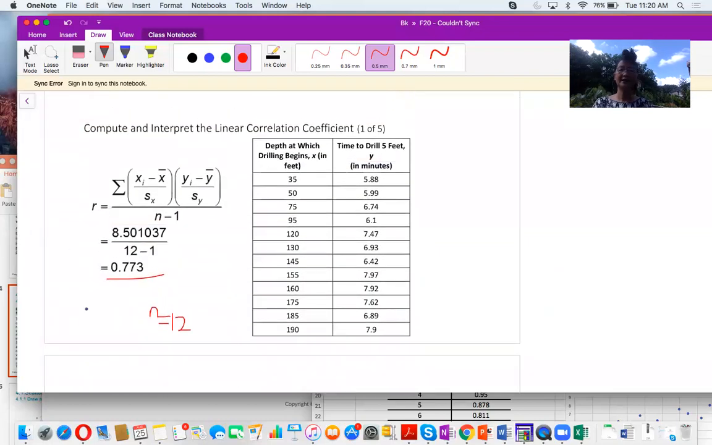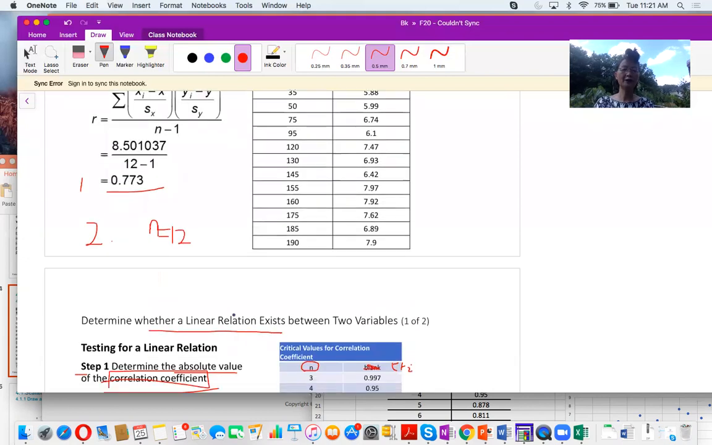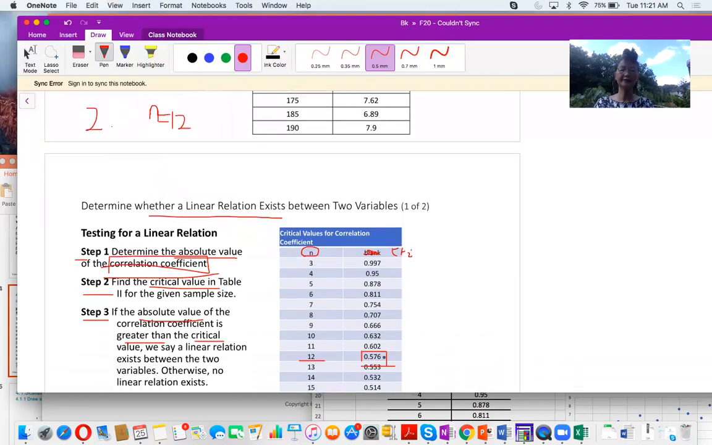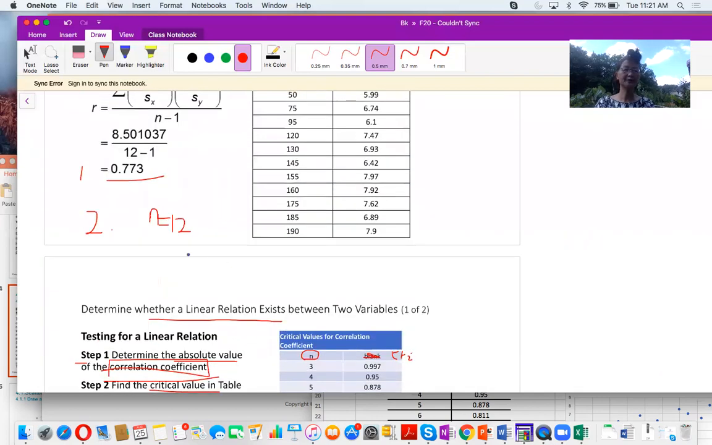The question is, is there a linear relationship between x and y? This is my x, this is my y. Okay, step 1, find the linear correlation coefficient and take the absolute value. It is a positive number. The absolute value is itself. Step 2, based on sample size n equal to 12, we found the critical value 0.576.